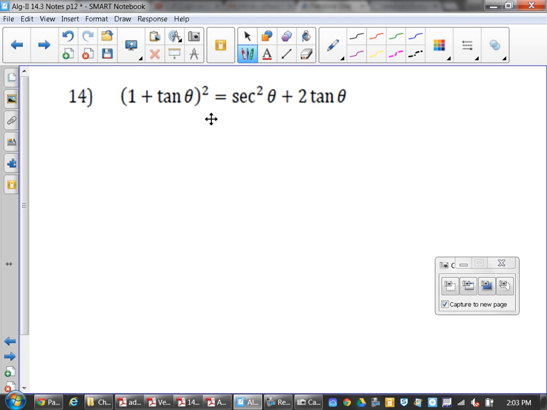So I have 1 plus tangent quantity squared. I'm going to FOIL it out. So I have 1 plus 2 tangent, and then it's plus tangent squared. What's 1 plus tangent squared? There you go.